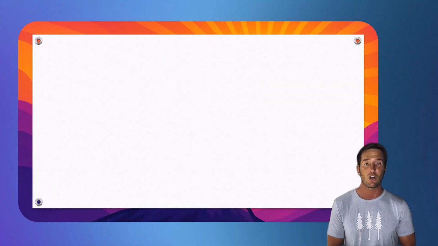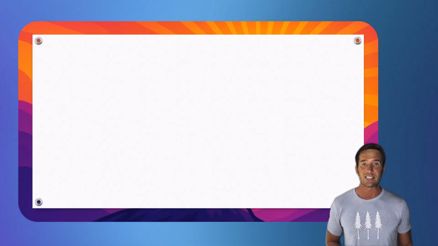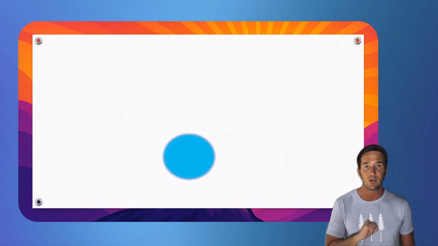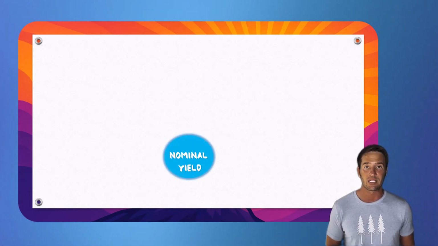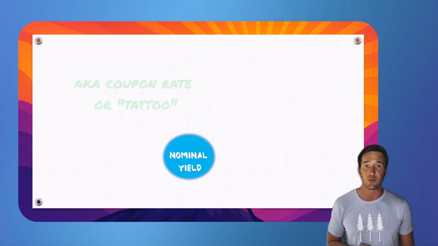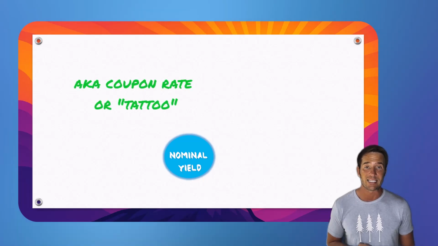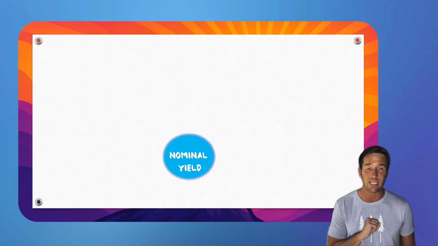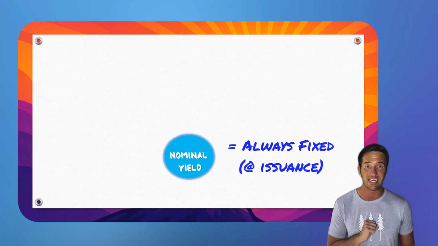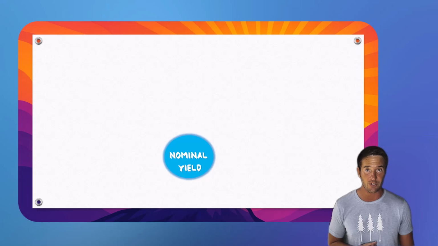Okay, so let's go ahead and draw out our first seesaw. The seesaw always starts with this thing in the middle. We call that the nominal yield. The nominal yield can also be referred to as the coupon rate, or I like to call it the bond tattoo. And I call it that because this is the only yield that is fixed on the bond. It is fixed when the bond is issued. Bonds are usually issued at current interest rates. So whatever that coupon or that nominal yield is, that thing is going to be tattooed on the bond, and that will not fluctuate.